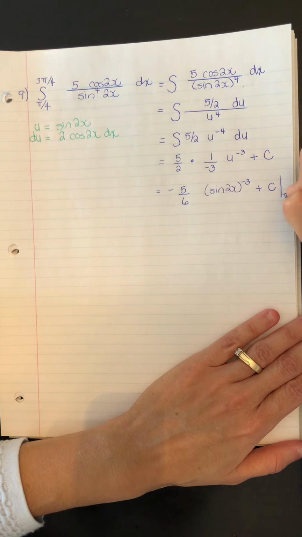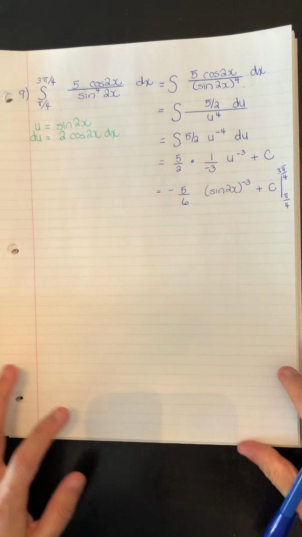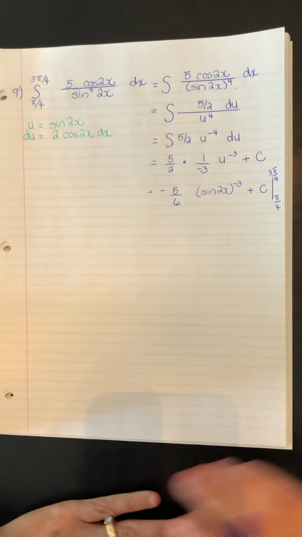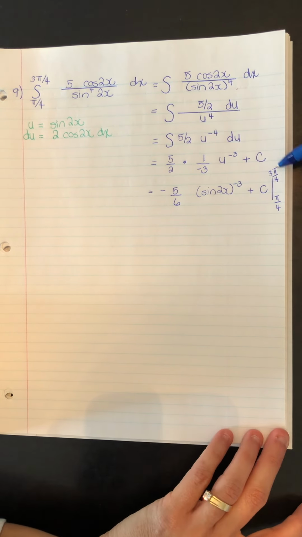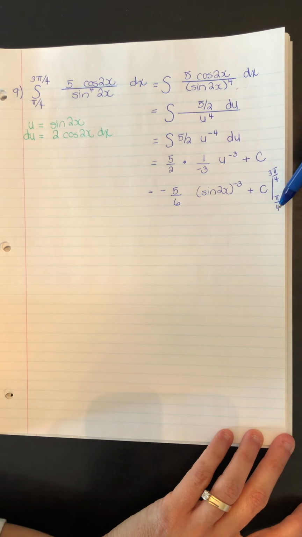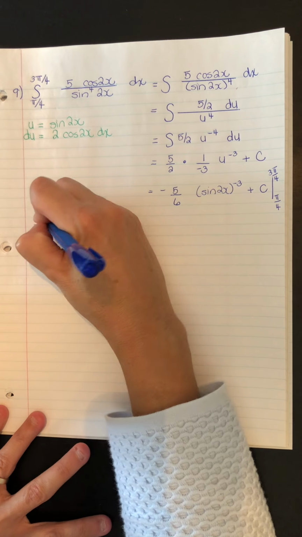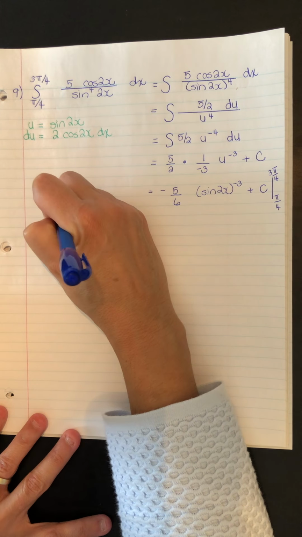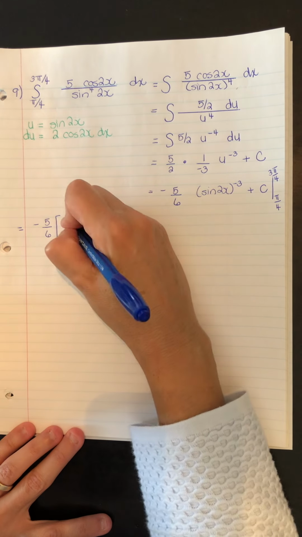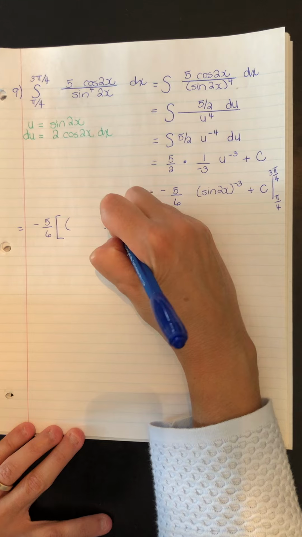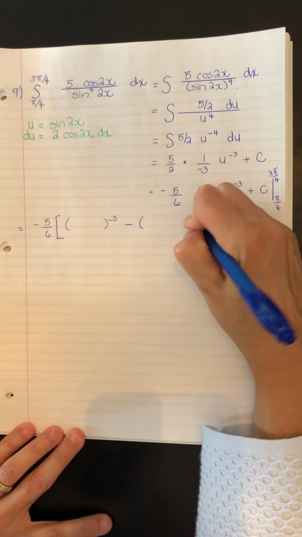And, of course, just to make things even more complicated, this is a definite integral. So we're going to be substituting 3 pi over 4 right here and pi over 4 right here. Okay, so we're going to have negative 5 over 6 outside of the bracket. And then I'm going to have 2 brackets, right? So it's going to look like that. Upper limit minus the lower limit.